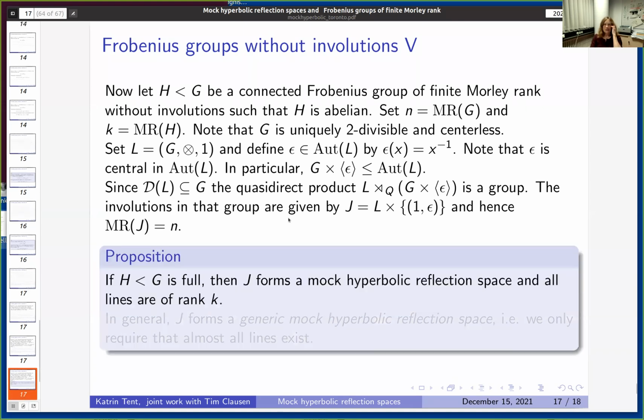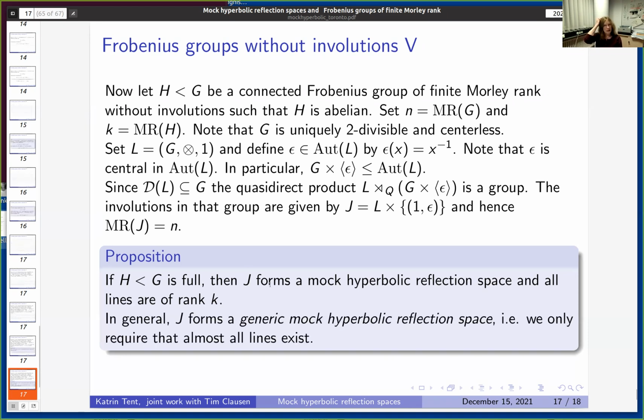And now what one can see is that if, again, this is a full Frobenius group, then this is actually a mock hyperbolic reflection space, and all the lines in this reflection space have Morley rank k, and are translates of this H. And if we don't assume that it's full, well, then we have the same distinction between a projective plane and a generic projective plane. That is, we only get that J forms a generic mock hyperbolic reflection space. That is, we only have generic lines. Not all pairs are contained in a line, but generic pairs are contained in a line, and the rest remains the same.